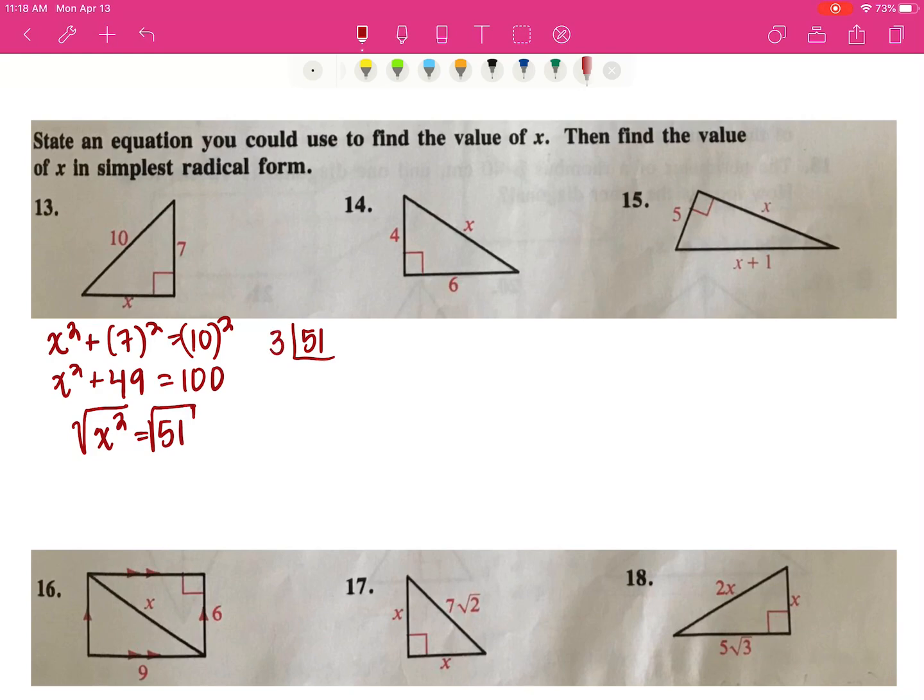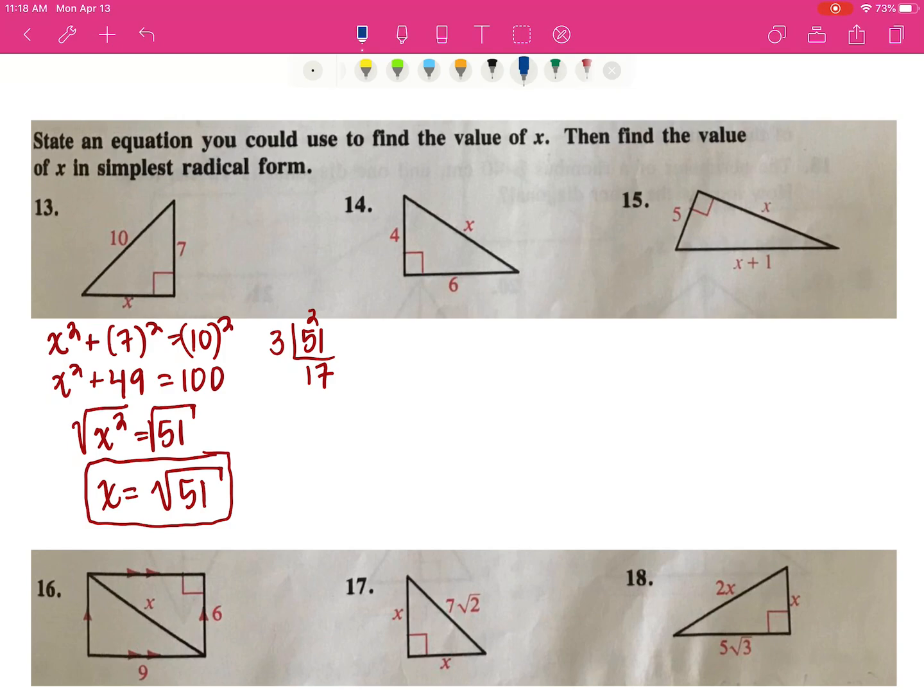51. I know 3 goes into 51 17 times. Both 3 and 17 are prime. So x is equal to the square root of 51. We have no pairs. 51 does not break down. Therefore, our final answer is x equals the square root of 51.